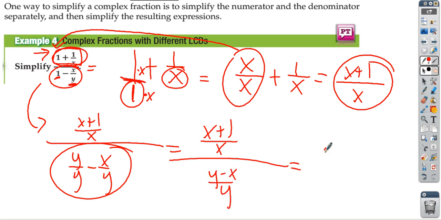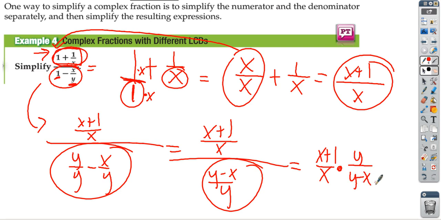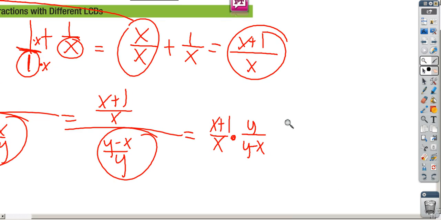Dividing by a fraction is like multiplying by the reciprocal. So times the reciprocal of this would be times y over y minus x. And there's really no easy way to simplify that. The only thing we can do from here is just multiply x plus 1 times y, and we can do x times y minus x.